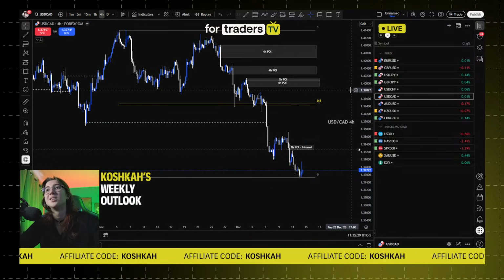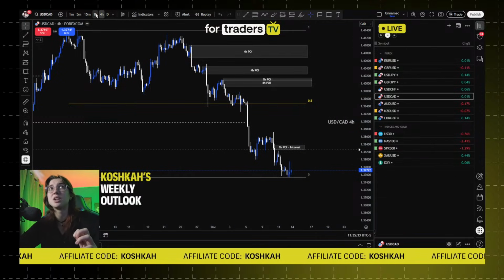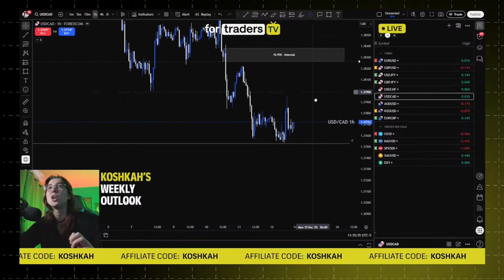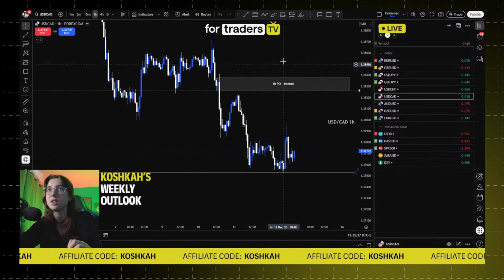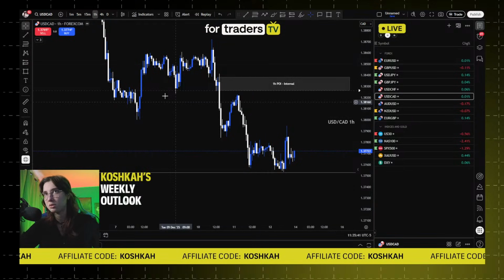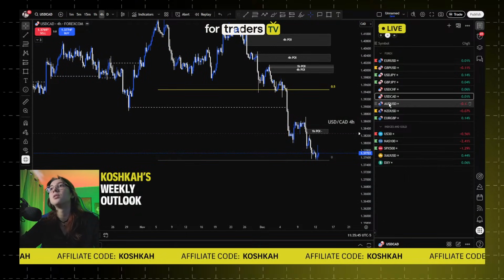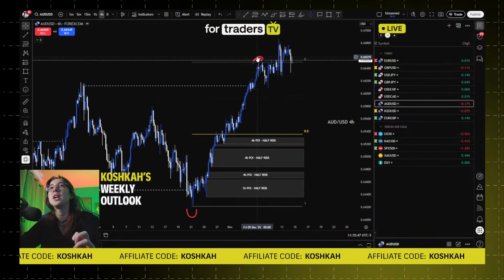Okay. So yeah, we have an internal POI here that we can look for some sells, but again, don't just straight away enter. Wait for a 15-minute change of character when price taps into the POI first. Okay, perfect. So that's it on AUD USD.